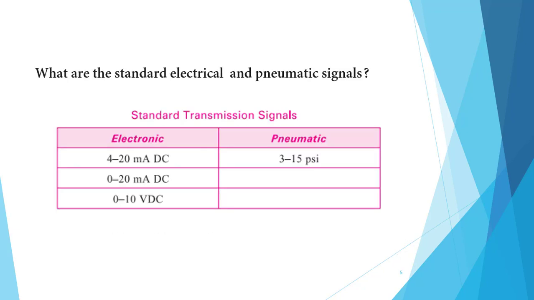What are the standard electric and pneumatic signals? Electronic is 4 to 20 mA DC, 0 to 20 mA DC, 0 to 10 volt DC. Pneumatic is 3 to 15 psi. 4 to 20 mA DC is very popular in HART communication. 0 to 20 mA and 0 to 10 VDC are very popular in PLC output and analog output.